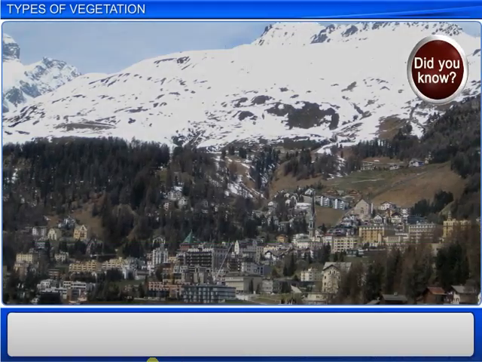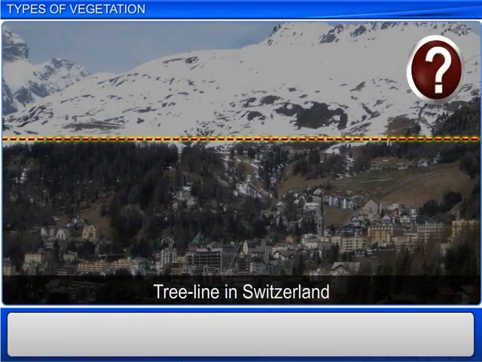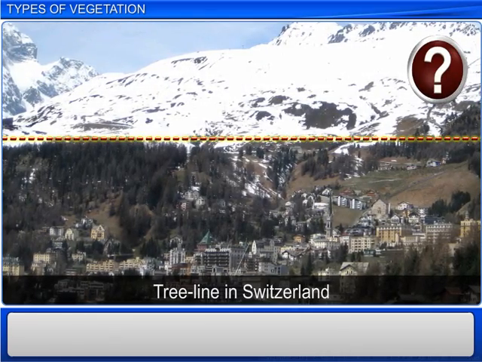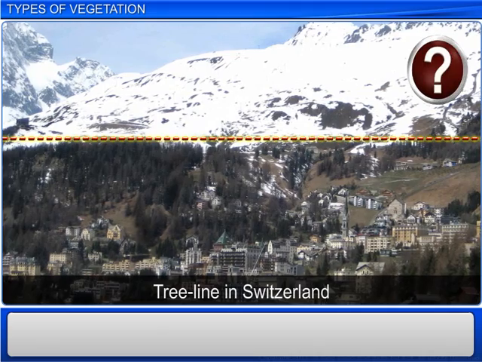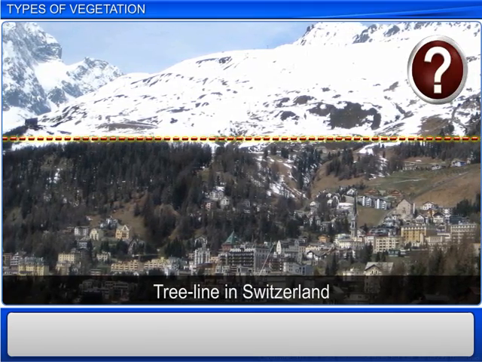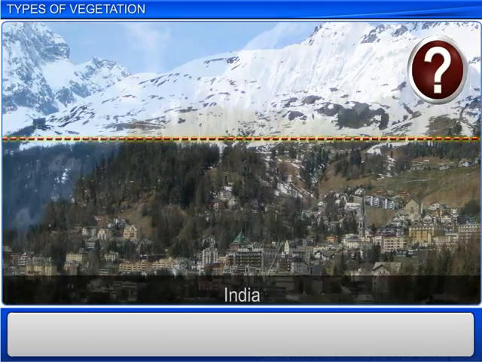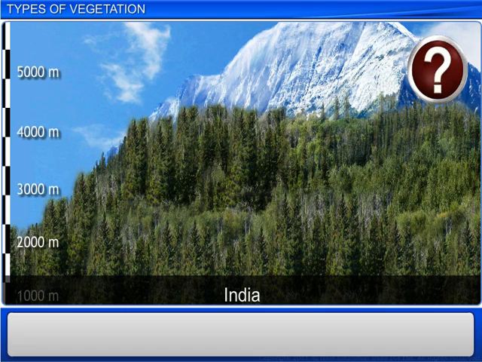Did you know a tree line is the edge of the habitat, beyond which there is no vegetation due to severe weather conditions? In India, the tree line is at 4,400 meters on the Himalayas.